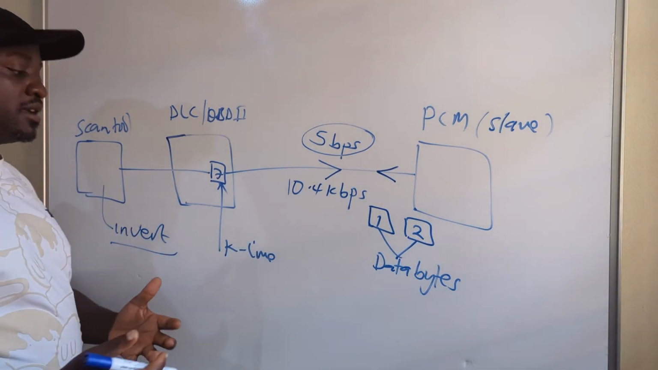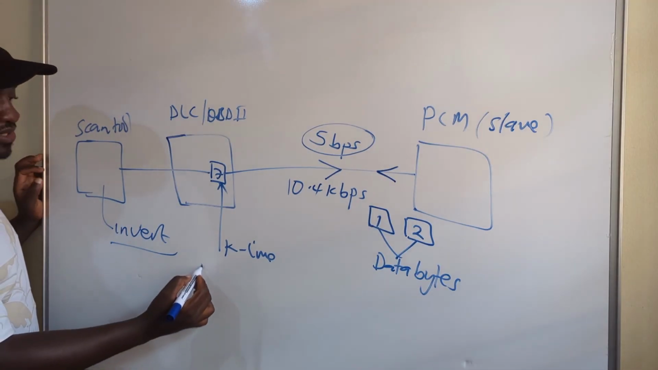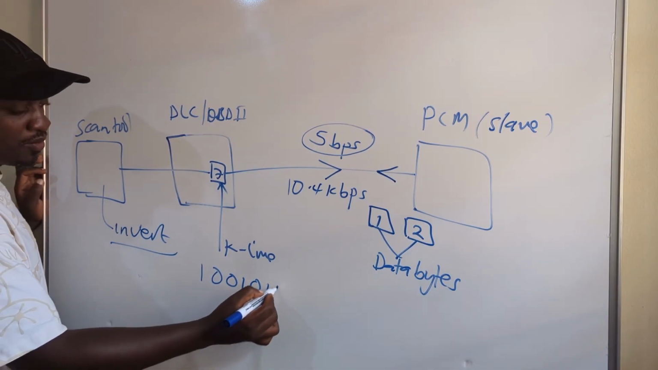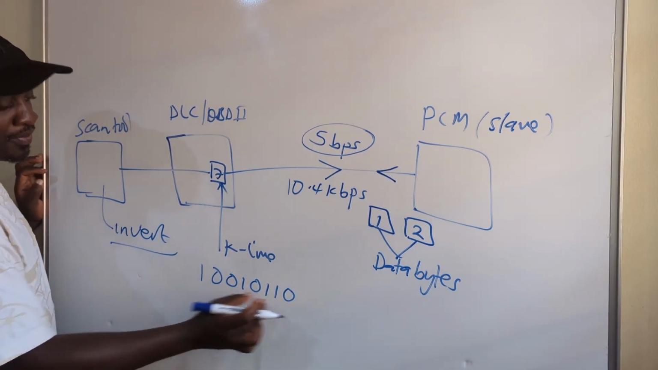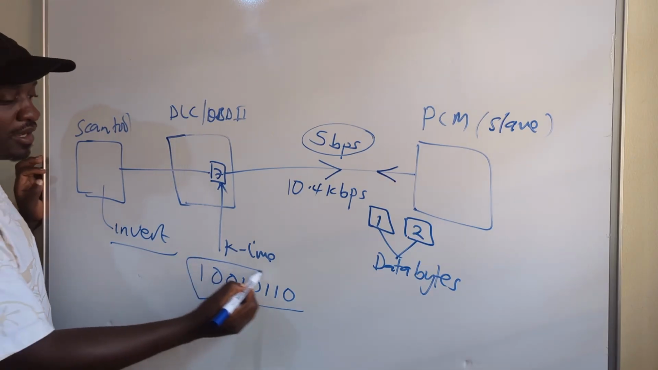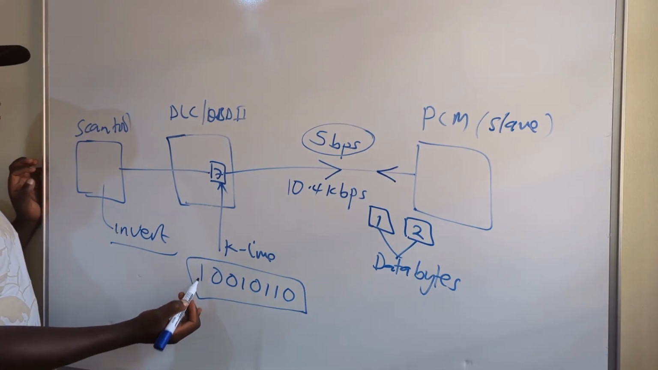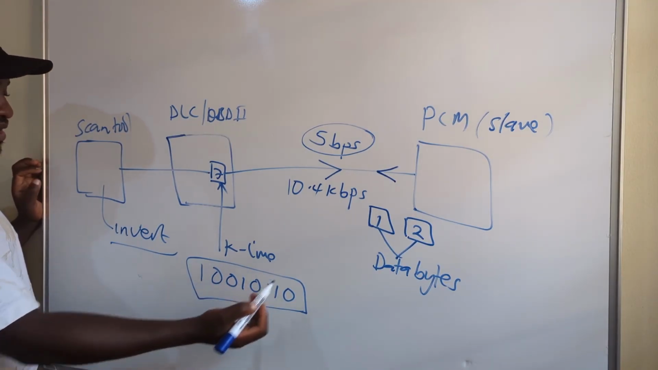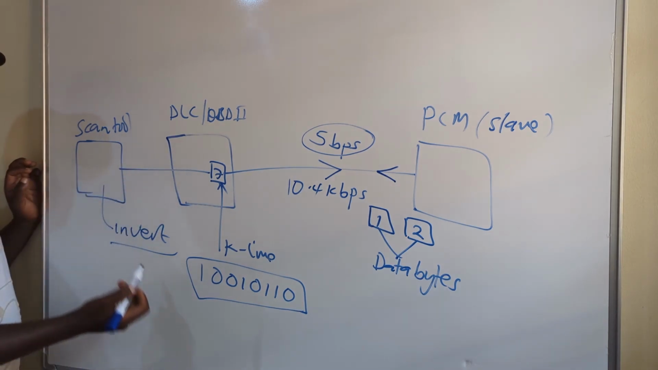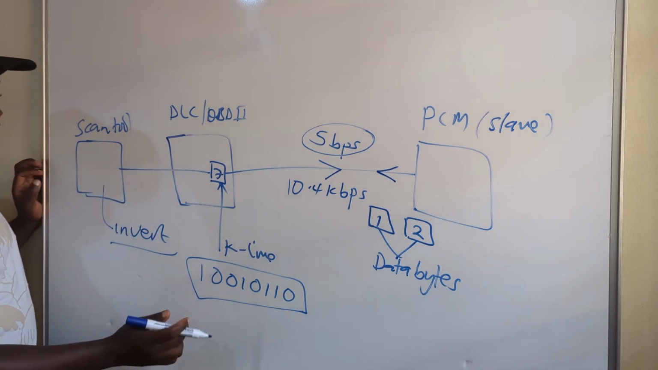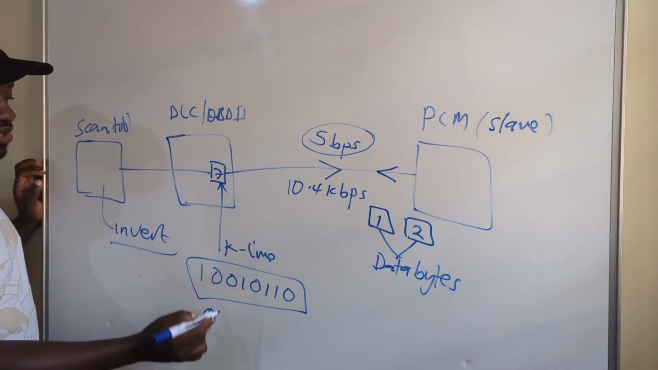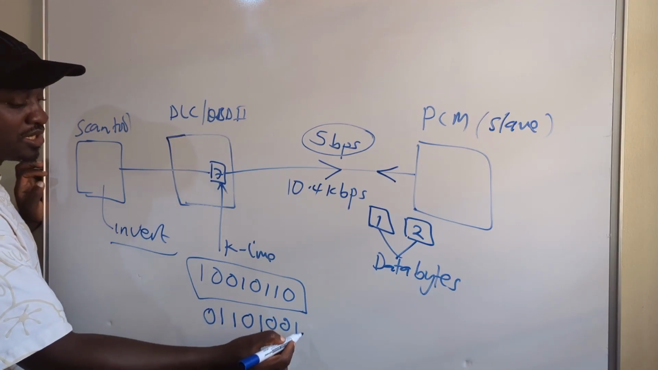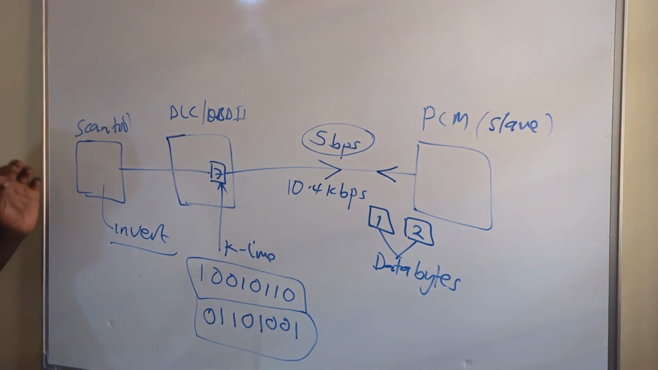By inverting, I mean if a data byte, let me say, is 100101110, by inverting, I mean it will change a 1 to a 0. So if this was a 1 that was sent to the scan tool, it will invert. Where there is a 1, it will put a 0. Where there is a 0, it will put a 1. Like that. So that is what it means to invert.